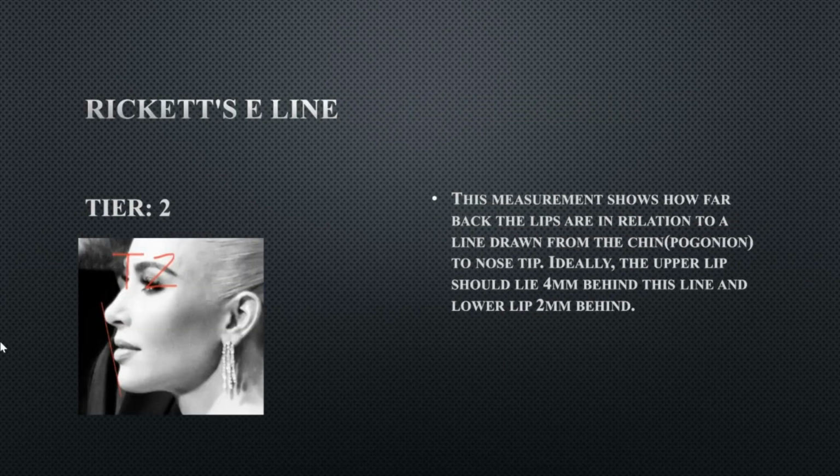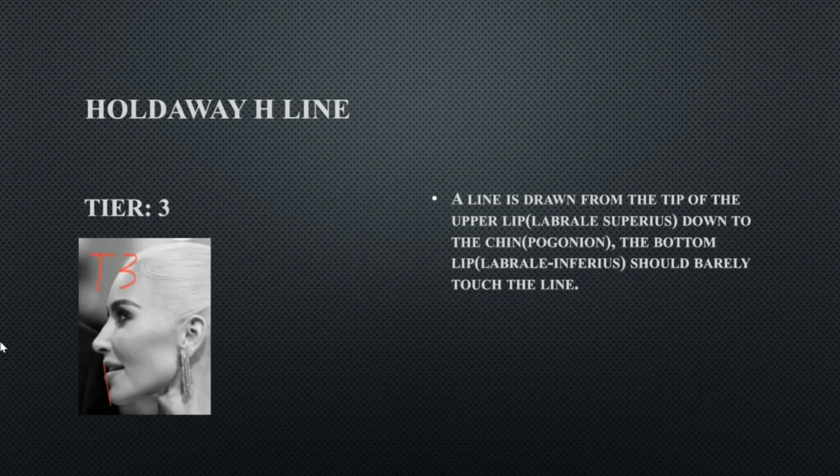Her rickets E line goes from the nasal tip down to the chin, and you want your bottom lip to barely be behind that line, and then you want your upper lip to be twice the distance from the line. And that's kind of like what I see right here, but her bottom lip is a little bit too close, so I had to give that a tier 2. Her H line goes from the tip of the upper lip down to the chin, and her bottom lip passes that line, so I had to give her a tier 3.